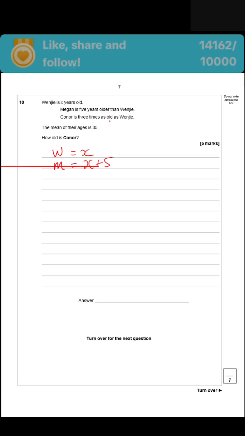Connor is 3 times as old. So 3 lots of X. So 3 times X gives you 3X. So it says the mean of their ages is 35. How old is Connor? When we find the mean, we're adding all the values together and then dividing by how many values there are. So we're doing X plus 5 plus 3X, and then we're dividing by, well, there's 3 people, and that's equal to 35.